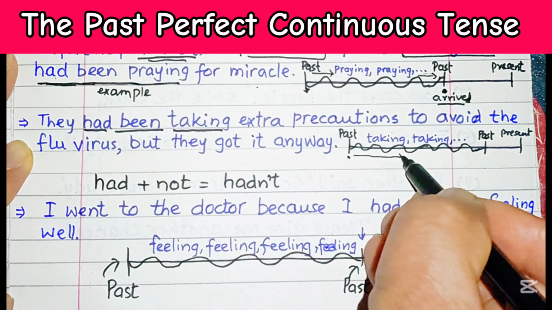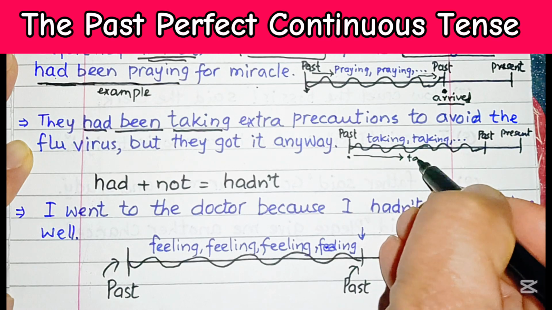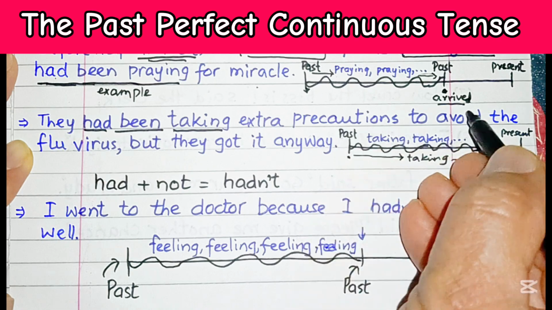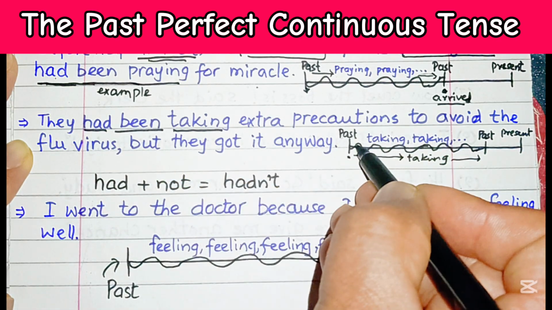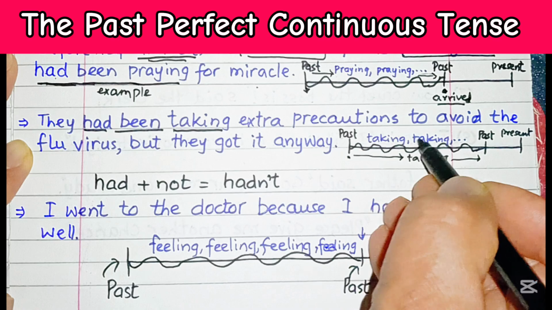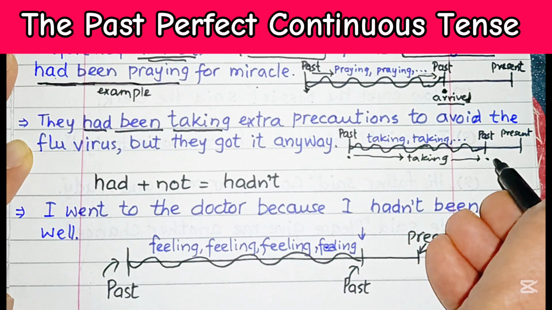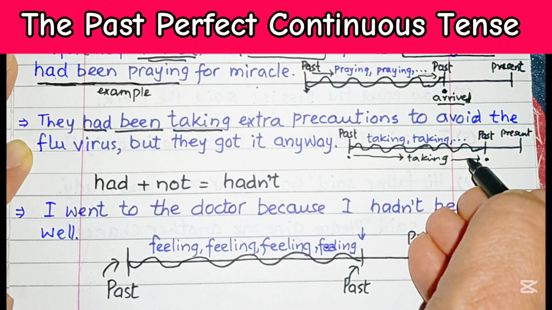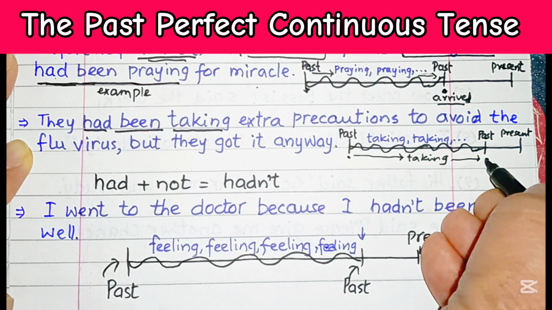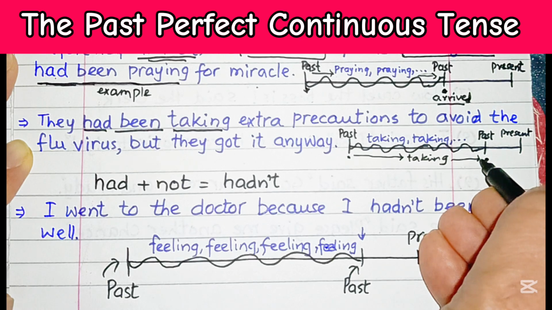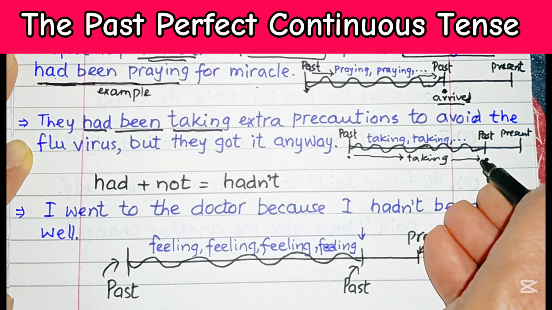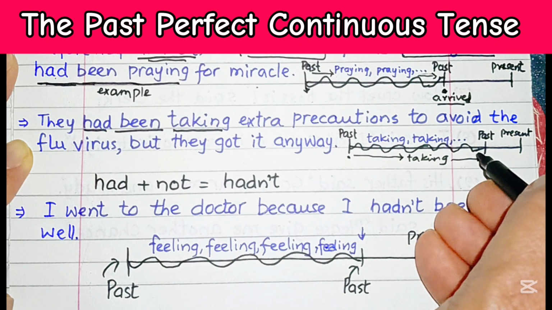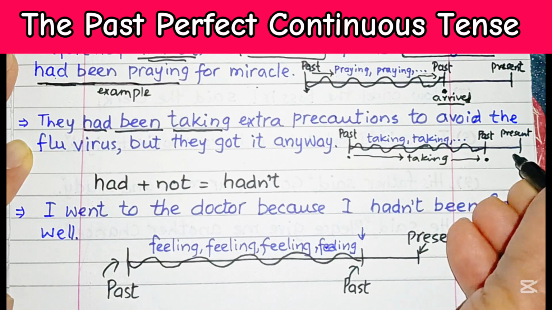So this is the time when they started taking these extra precautionary measures to avoid the flu virus. They started taking these precautions, taking, and this is the point when they got the flu anyway. Then something happens, meaning at this point they catch the virus, they got the flu, and then we enter the present tense.